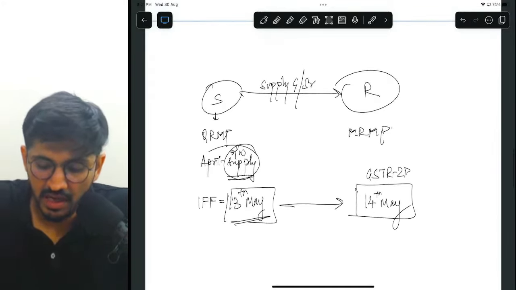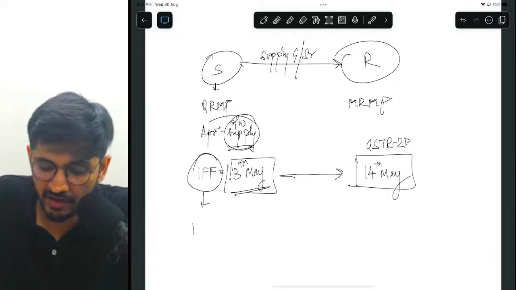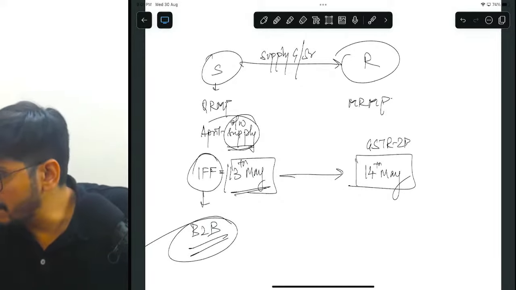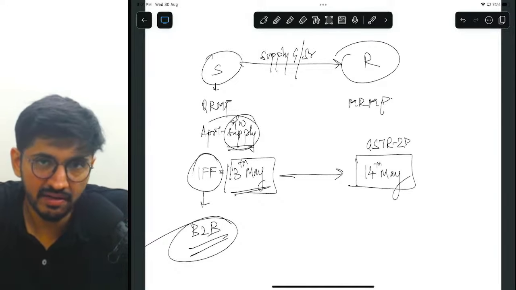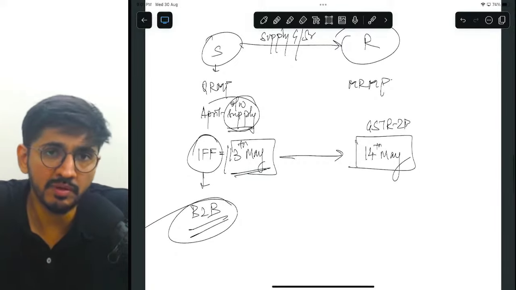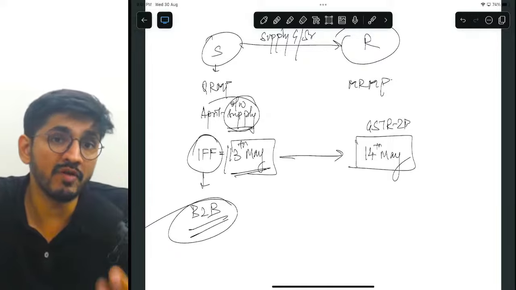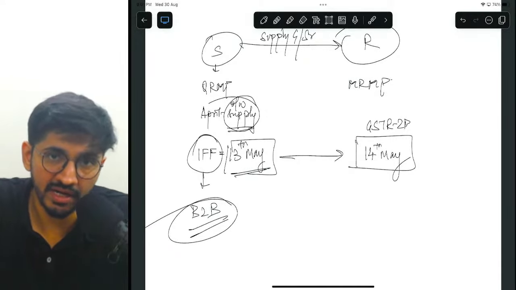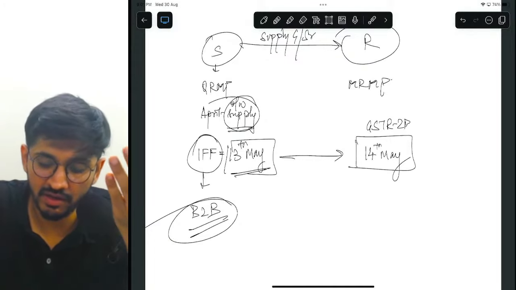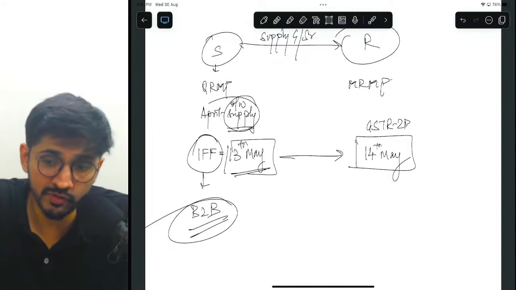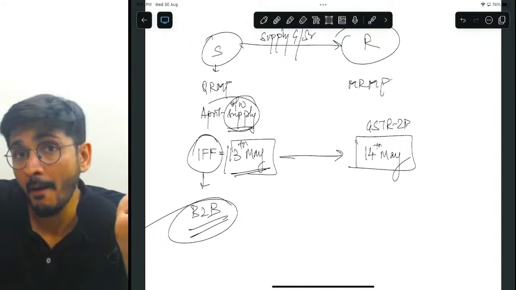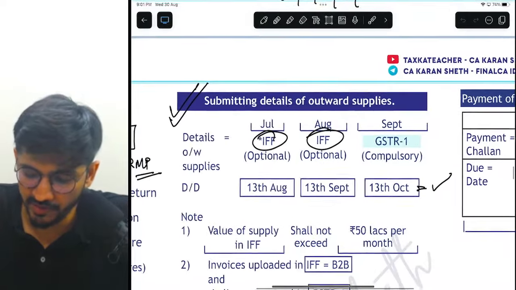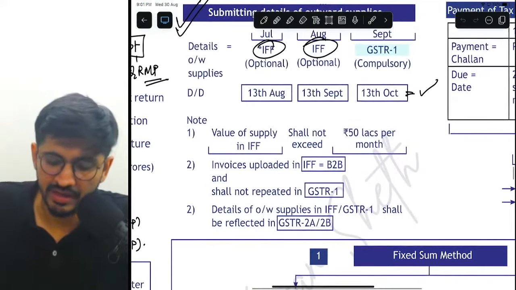Got it? Yes. And understand, IFF is only filed with respect to B2B supplies. Only B2B. There is no B2C detail in that, right? And the reason it's B2B is so that the recipient does not have to wait till the June quarter ending. So he will not see this on 14th of July. He will rather see it on 14th of May itself. That is very important. Perfect, my dear friends. Okay, next.